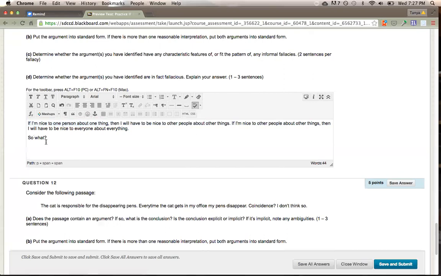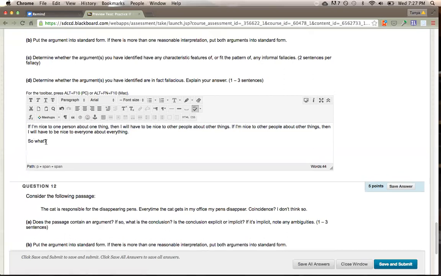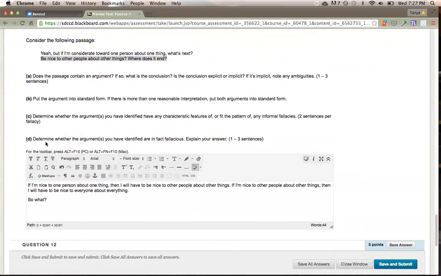And imagine the context in which this is. It seems like the person who says this is responding to someone else. Like someone says, hey, be nice to Jimmy. And they say, yeah, but if I'm considerate towards one person about one thing, what's next? Be nice to other people about other things? Where does it end? So I shouldn't be nice to Jimmy because it starts this whole chain of events.